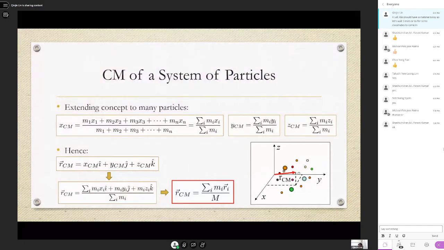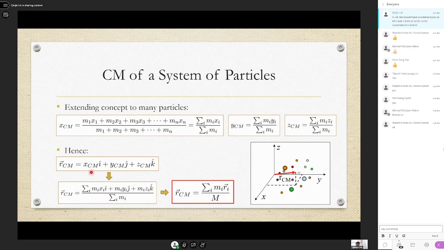So that's just 2 or 3 particles. How about for a system of particles? That means we extend the concept to many particles. Now we have hundreds, thousands of particles. How to find the XCM? Actually, it's the same. You sum up all the M times X in the numerator, the summation, and divide by their total mass. You do one for the X direction, one for the Y direction, and one for the Z direction.